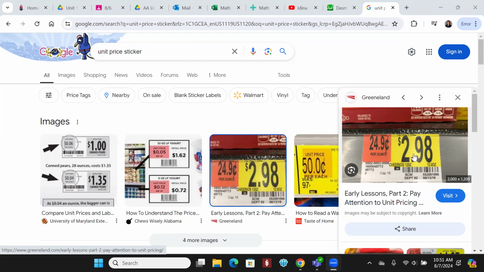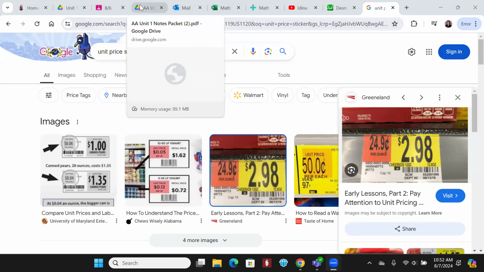So the whole container, if I'm buying Cheerios, a 12-ounce container of it is $2.98. If I wanted to look at how much it costs per ounce, I'm going to look at this little orange sticker, and this says 24.9 cents per ounce. The higher that unit price is, the more expensive that product is per ounce or per unit, whatever it's measured in. So if you're trying to compare things, you're looking for the cheaper per unit value. We're going to talk about that more in just a second.